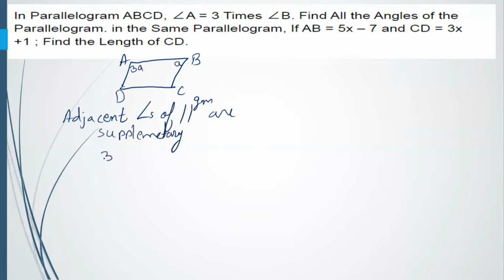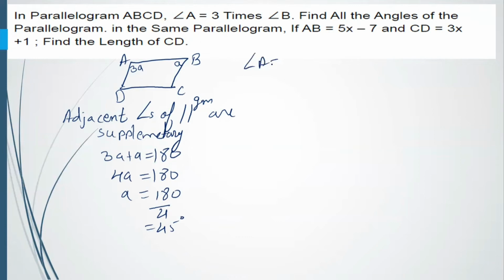So we have 3a plus a is equal to 180. So we get 4a is equal to 180. So a is equal to 180 divided by 4, which is 45 degrees. Now, if we are asked to find all the angles of the parallelogram, then angle A is equal to 3a, which is equal to 3 into 45, which is 135 degrees.